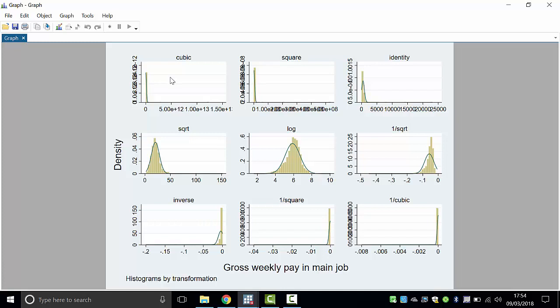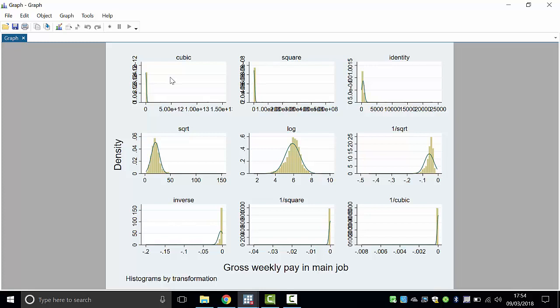Identity is not useful either, because you have lots of outliers still lying there. Taking the square root improved the distribution a bit. If you take the square root of a big number, it will be a small number, which is fine, but the small numbers get even smaller as well. So we have some sort of improvement, a zooming-in kind of transformation. But really, the best one is the log.